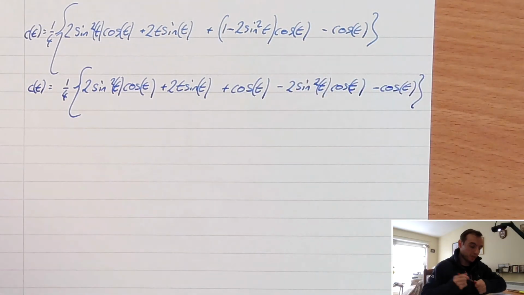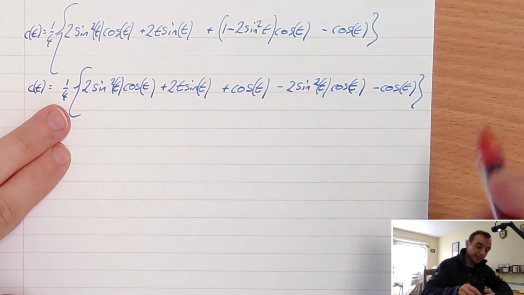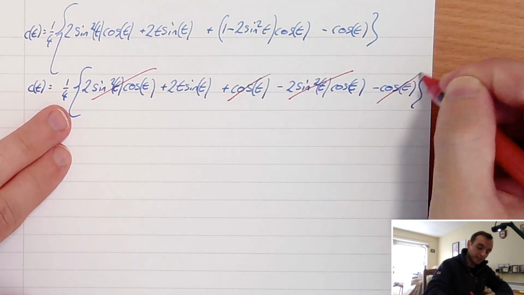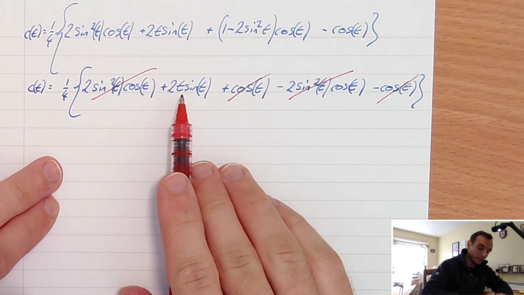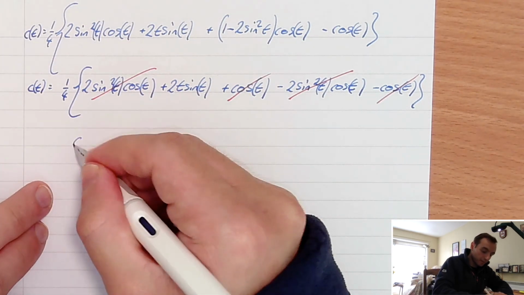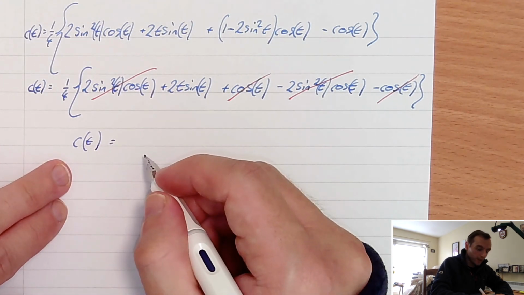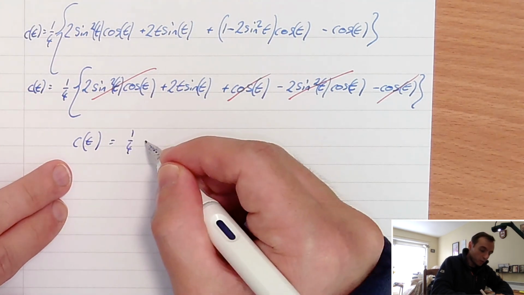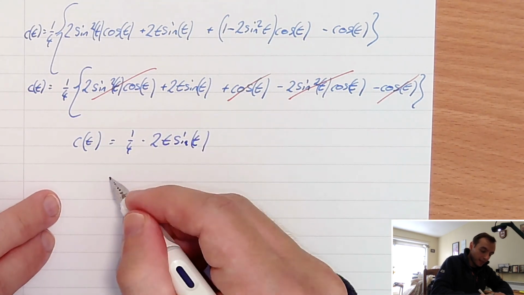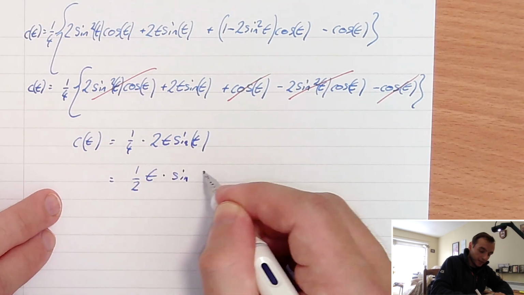And here we can see we've got the 2 sine squared t cosine t and the minus 2 sine squared t cosine t. So those terms are going to cancel. The cosine t and the minus cosine t are going to cancel, and we're left with 2t sine t on 4. So we can now state that the actual convolution function is going to be 1/4 dot 2t sine t, which is going to be 1/2 t dot sine t.